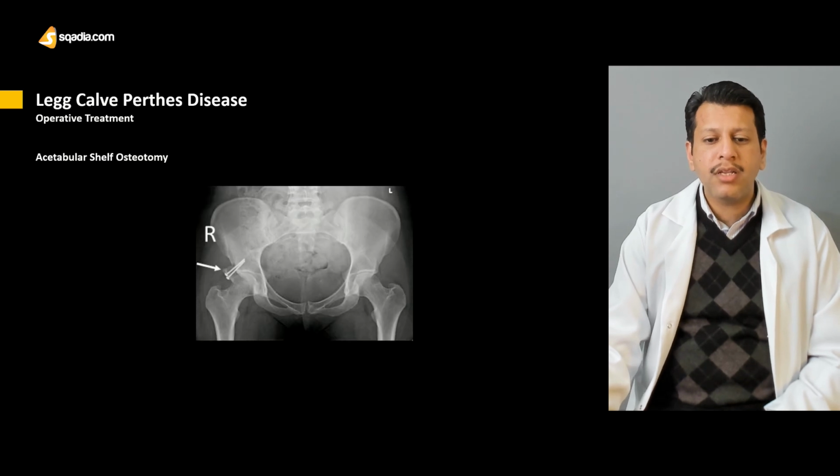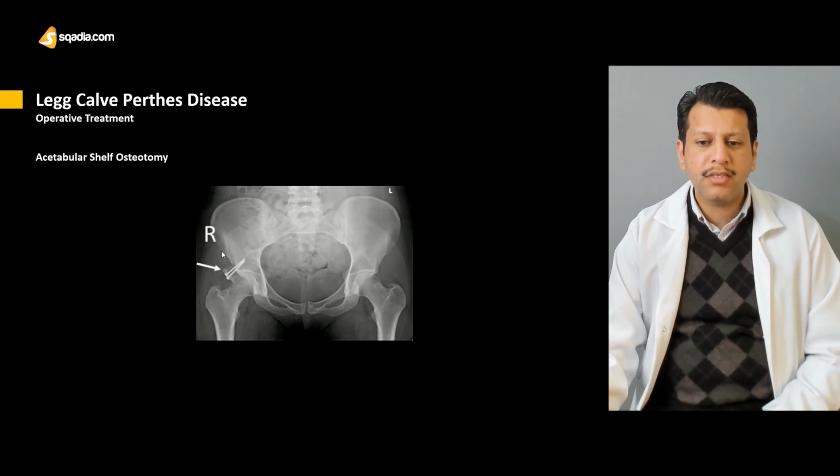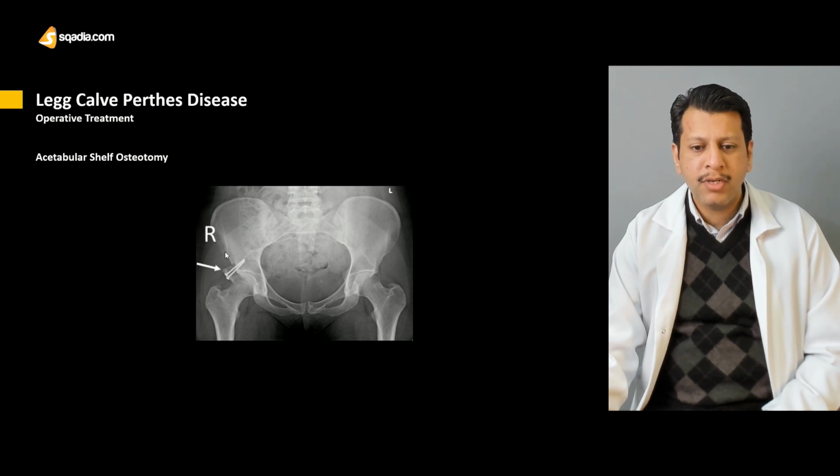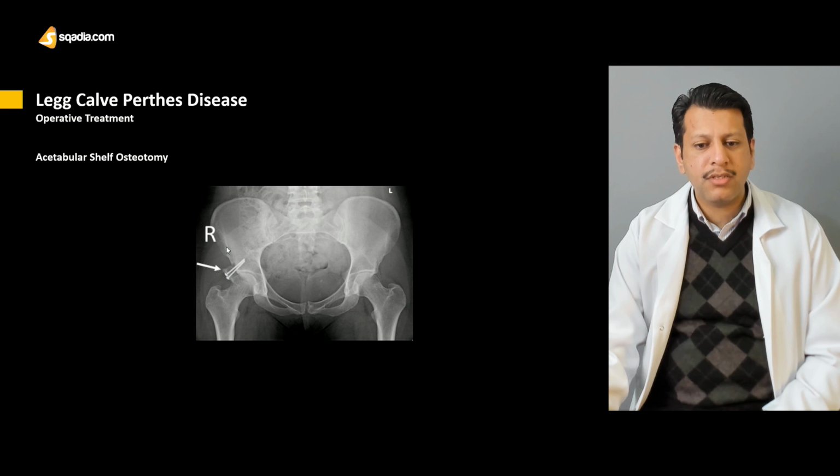And why is it called an acetabular shelf? What we do is we take some form of a graft from the ileum and put it over here so that the head does not come out, and this results in a shelf which can be seen over here.